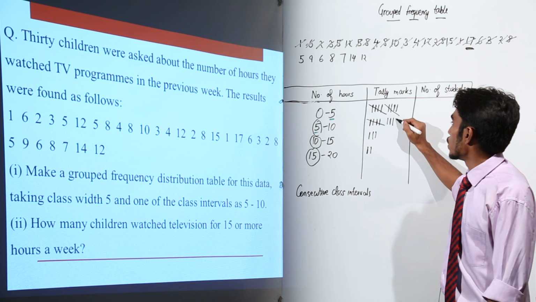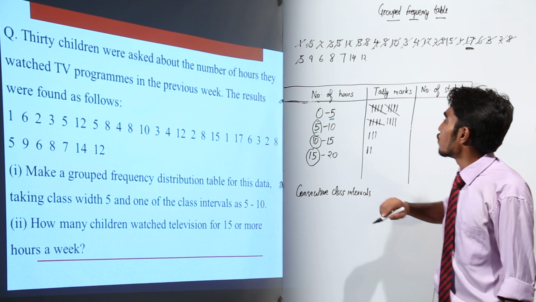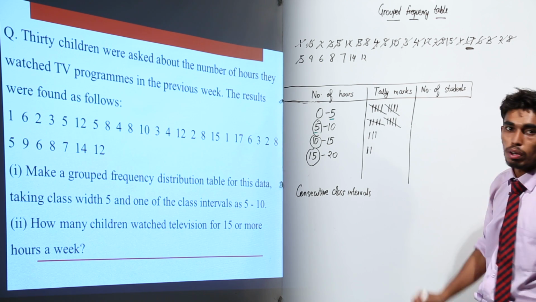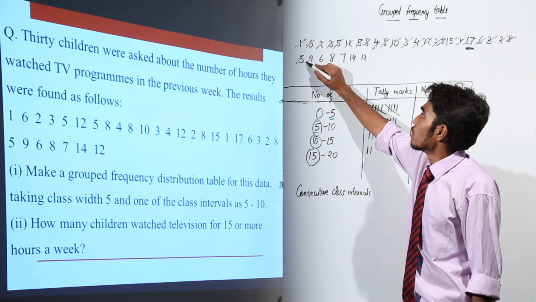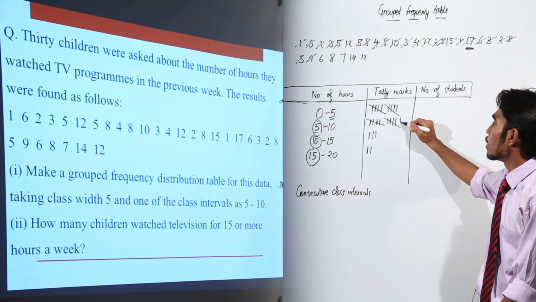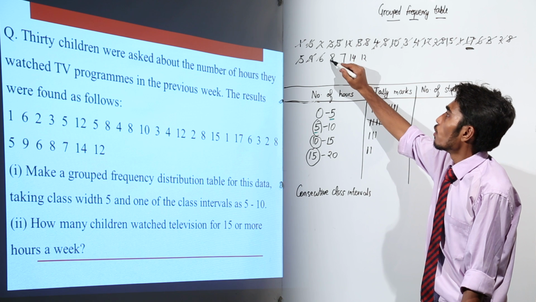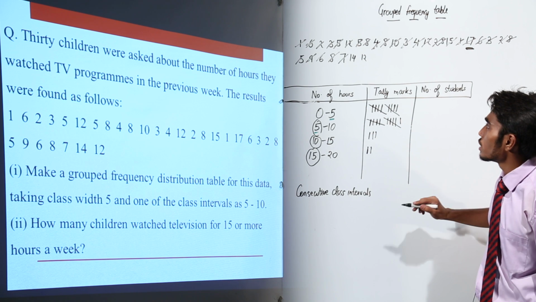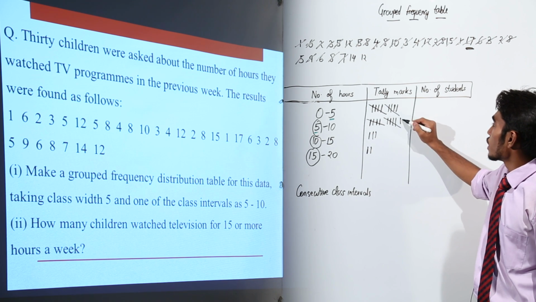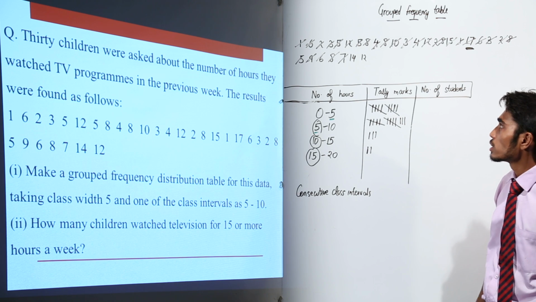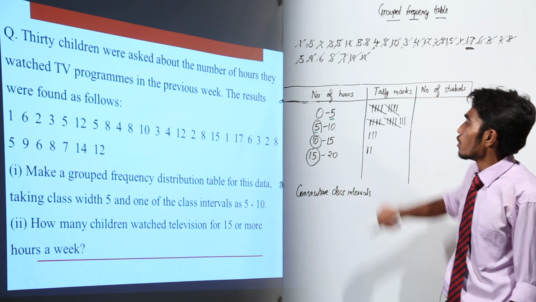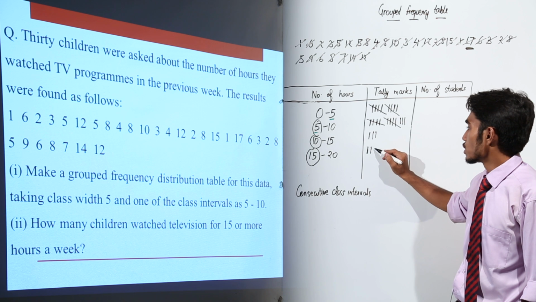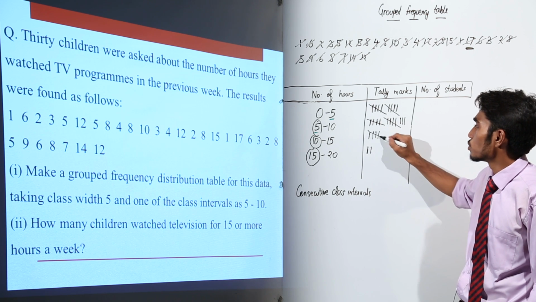5 will fall in this class interval again. 9 will fall in this class interval again, so the 5th one will be like this, right? 6 will fall in this class interval again. 8 will fall, 7 will also fall in this class interval. So I can say that 8 and 7 are also falling in this class interval. Now 14 and 12 will fall in this class interval. 14 will go there and 12 will also go there.